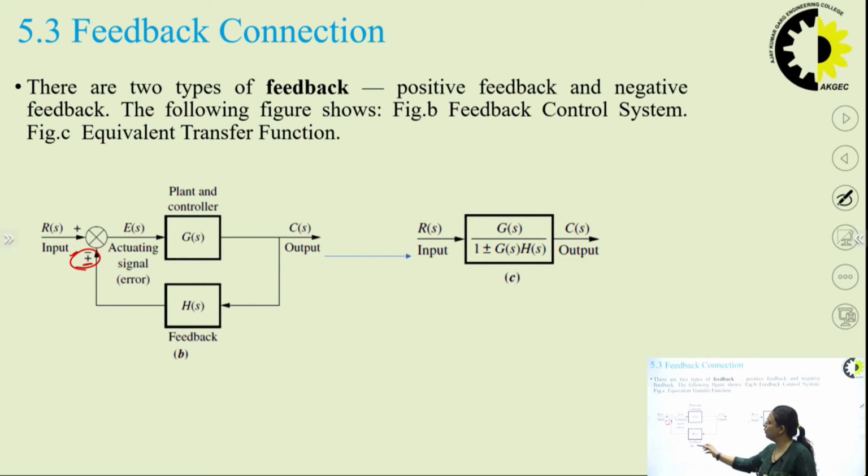So this is the closed loop system, and this feedback system can be represented by a single block with the transfer function G(s) upon 1 plus G(s)H(s) for the negative feedback system, and G(s) upon 1 minus G(s)H(s) for the positive feedback system. Okay.